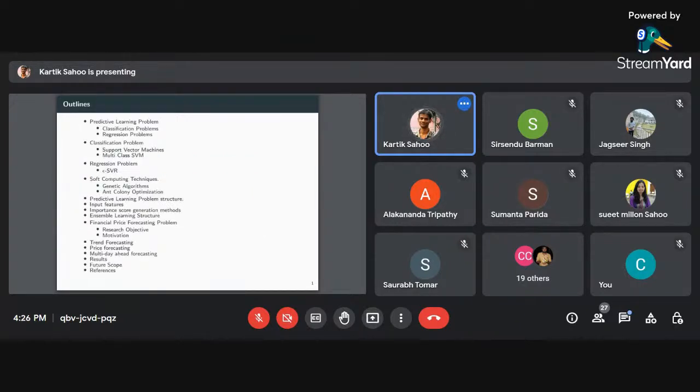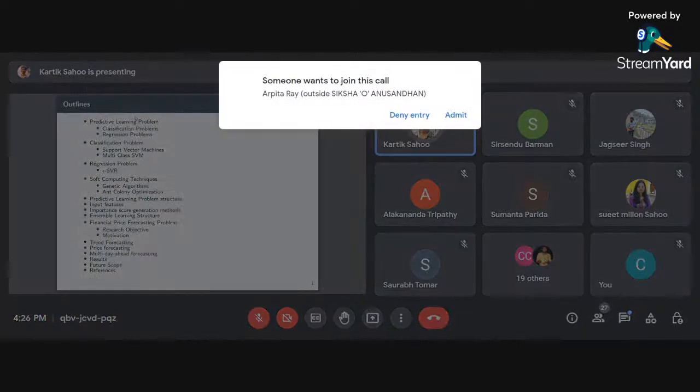This is the outline of this presentation. So that's what I have told you. First we talk about the predictive learning problem, then soft computing techniques, then we'll talk about the financial price forecasting problem and some results.